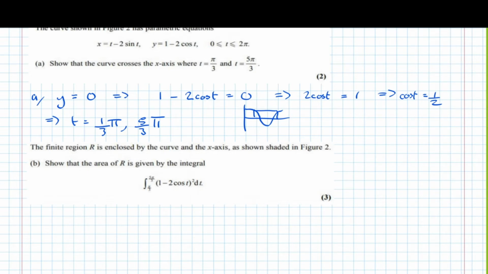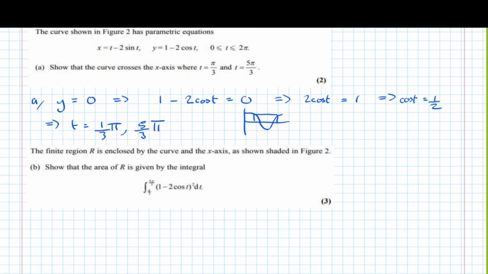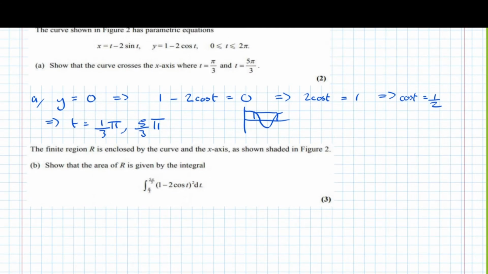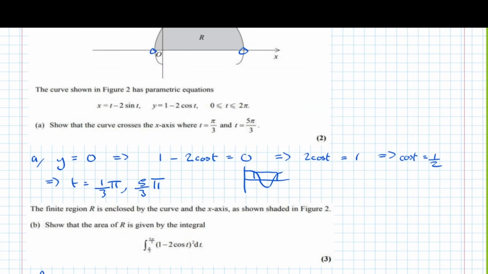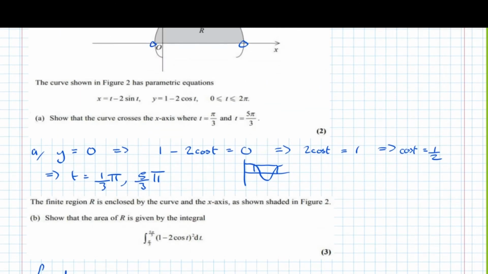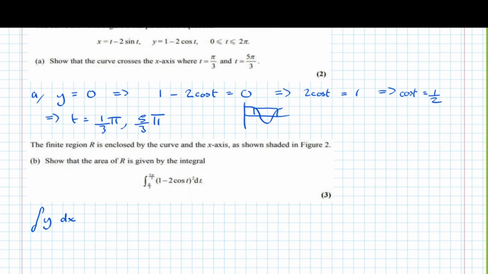And this goes back to what I was saying before. The way to do this is always the integral of y dx. The integral of y dx between the two x limits. In this case, the two x limits are these numbers here, but we've actually converted these into t limits already, which is what we're going to need in a bit.